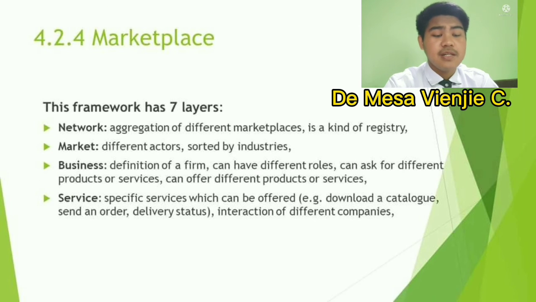First is the network. This layer provides a way to locate the market or communities of e-commerce on a network such as the internet, through which businesses can interconnect to each other. Next is market. This layer allows every business to group or work together through the same area or location. Business. This layer provides different information of the firms. Next is the service. Each service offered by a business provides the ability for the trading partner to interact with that business in a different way.